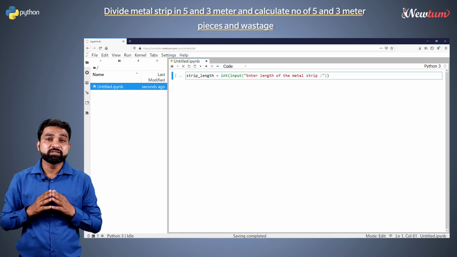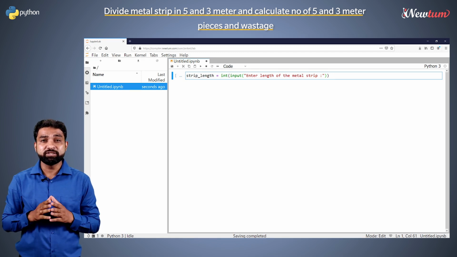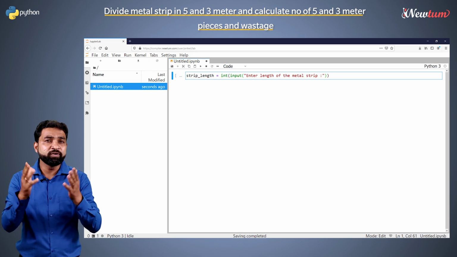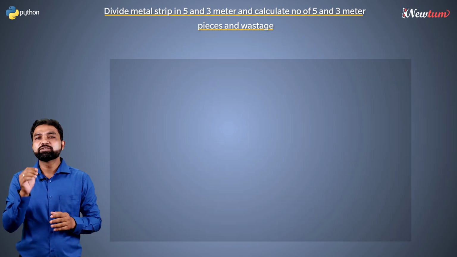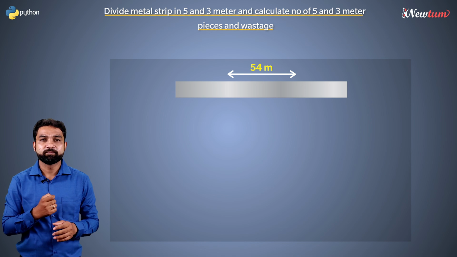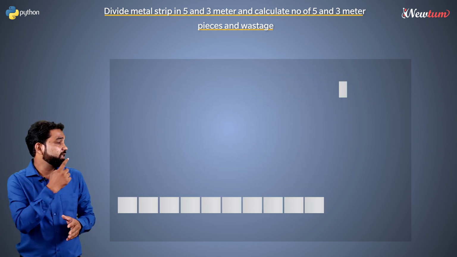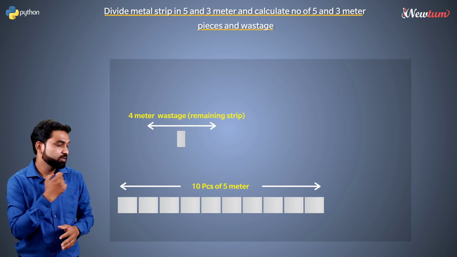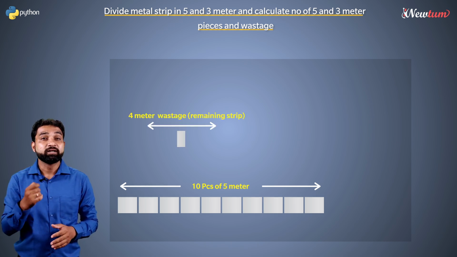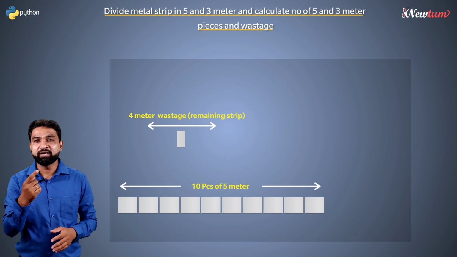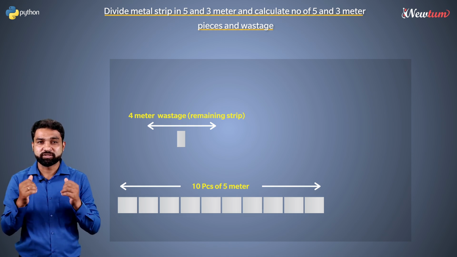If you want to divide the strip into 5 meters pieces each and calculate the wastage, what will we do? It's simple. Suppose the length is 54. Then we will divide the 54 by 5. So we will have 10 as quotient and 4 as remainder. Here 10 is the number of pieces and 4 meter is remaining wastage.